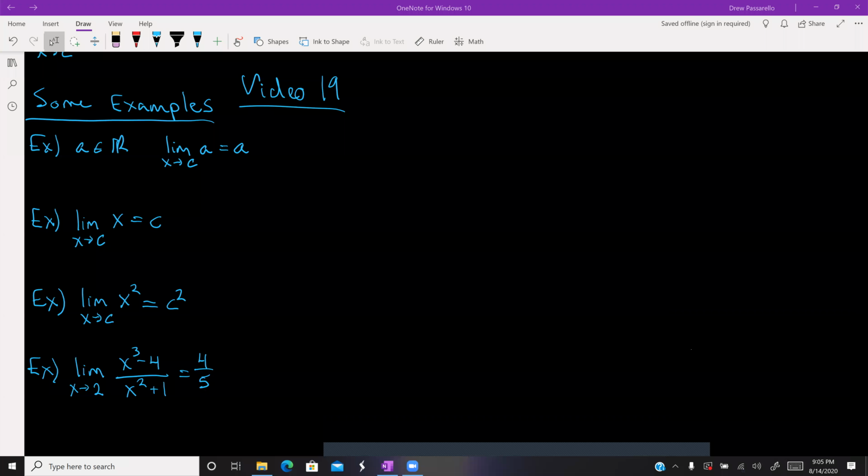So this is video 19, continuing where I left off in the last video. We were talking about limits of functions. And here are some examples I'll do in this video. So the first example, you're given any real number a, and we need to show that the limit as x approaches c of a equals a. And it's a pretty simple proof.